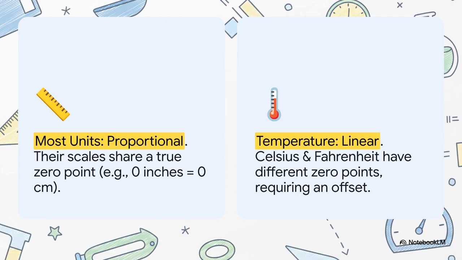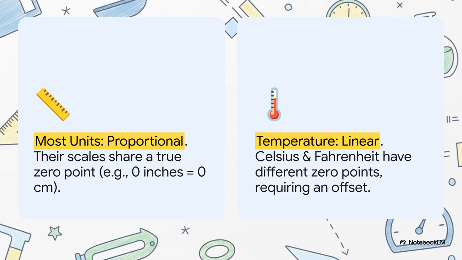Well, most units are what we call proportional. Think about it. 0 inches is 0 centimeters. 0 pounds is 0 grams. They share a true 0 point. But Celsius and Fahrenheit? Their 0 points are totally different. 0 degrees Celsius is when water freezes. 0 degrees Fahrenheit is, well, it's just really cold.